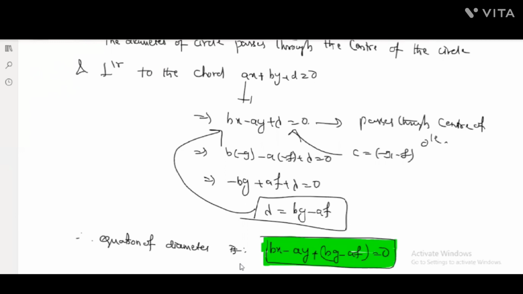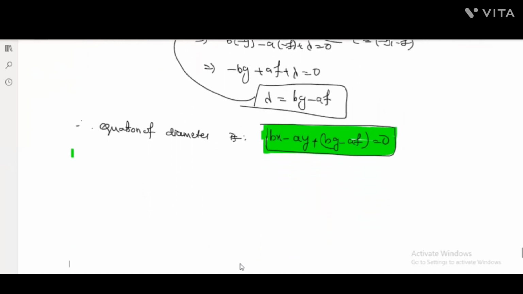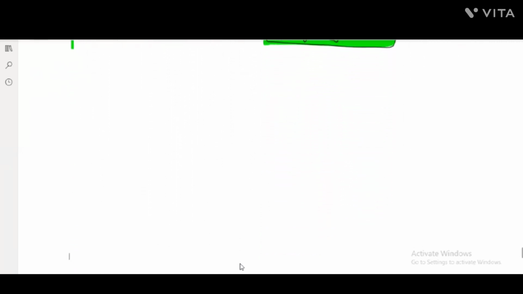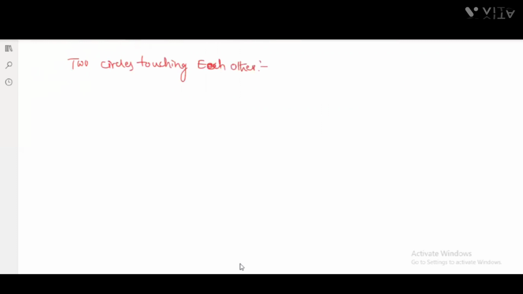So next we will discuss a small point, and we will continue the remaining in the next part. So the last topic for this one is two circles touching each other. Two circles touching each other, what happens?